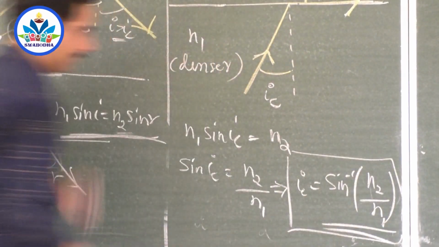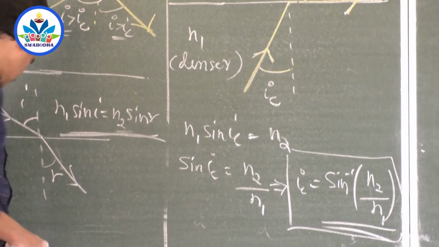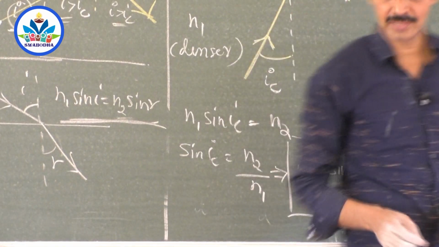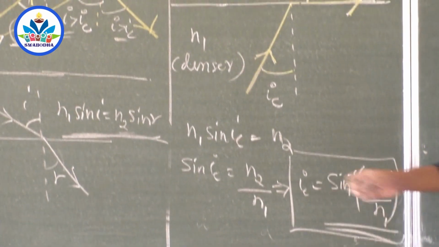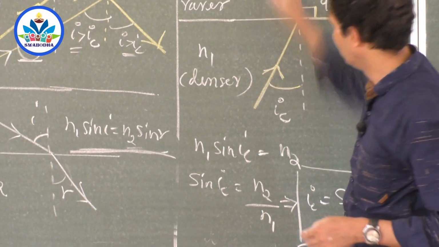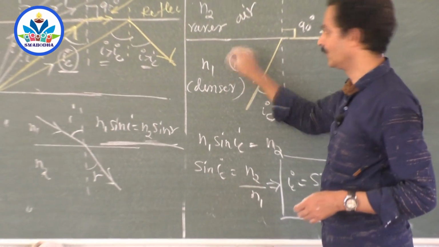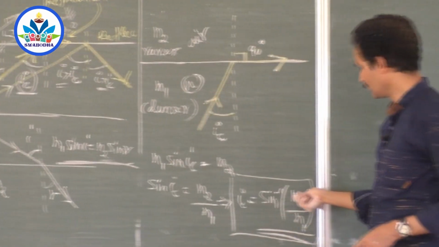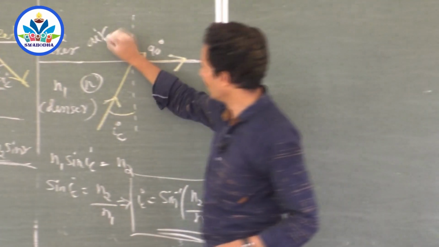Now shall we minimize this formula to a little extent? How to minimize this? You can minimize this like this. Now let us take that this medium is air and this is a medium of refractive index N. Then what will happen? N2 is 1 now because air has a refractive index of 1.